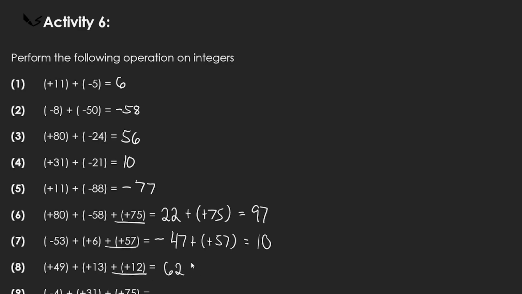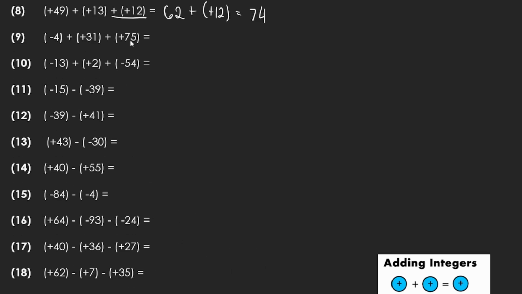Let me just copy this. Positive 62 plus positive 12. Same signs. We would simply add. 62 plus 12 is. Number 9. Negative 4 plus positive 31. Different signs. We would subtract. 31 is the bigger number, so we will use positive. The difference of 31 and 4 is 27.